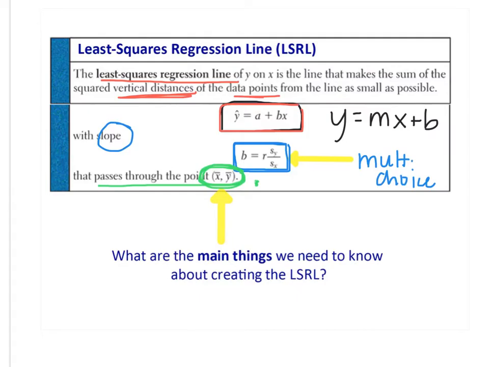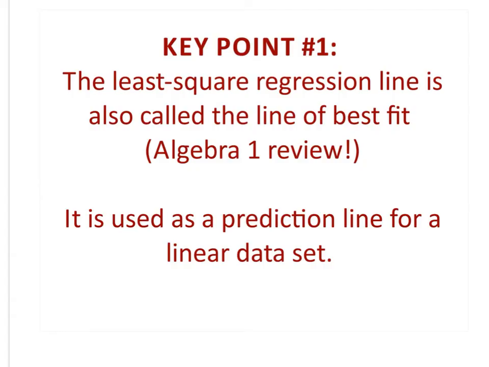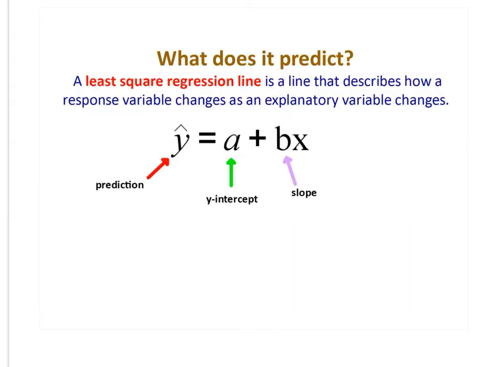So key point number 1: the least squares regression line is also called the line of best fit. It is used as a prediction model or a prediction line for a linear data set. So what does it predict? Well, it predicts how a response variable changes as an explanatory variable changes.